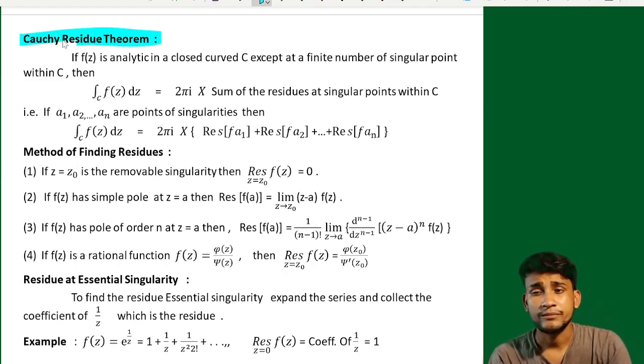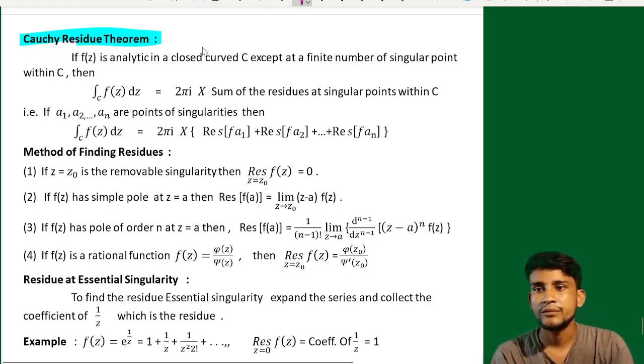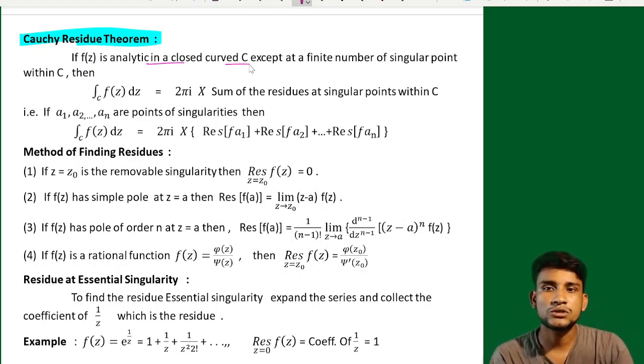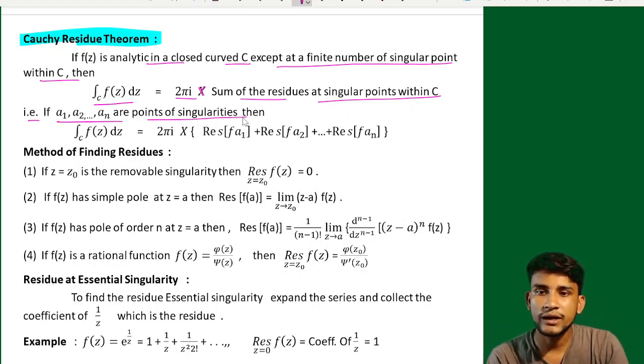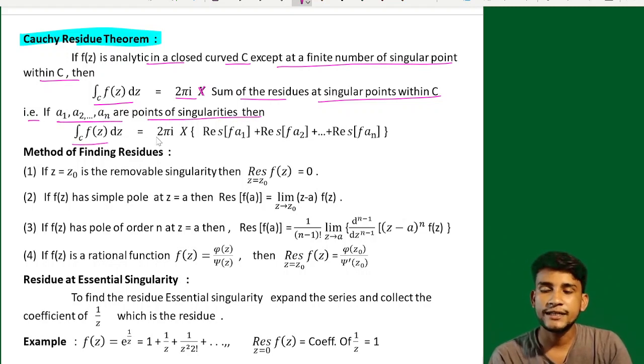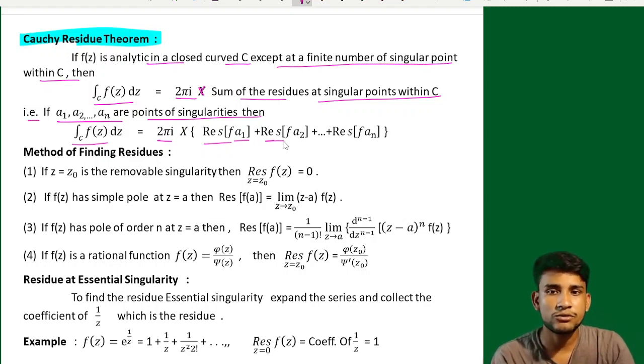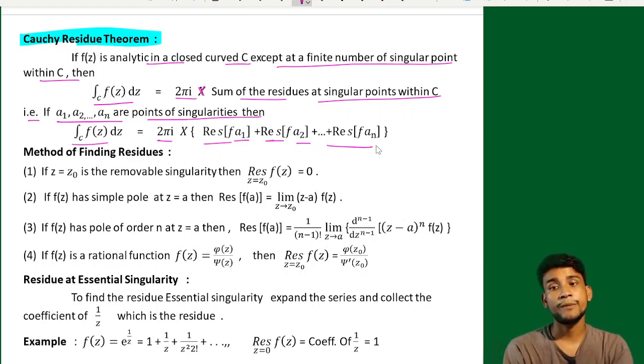Cauchy Residue Theorem. So what is the Cauchy Residue Theorem? If f(z) is analytic in a closed curve C except at a finite number of singular points within C, then the integral of f(z) dz equals 2πi times the sum of the residues at the singular points within C. That is, if a1, a2, ..., an are the points of singularities, then the integral of f(z) dz equals 2πi times the residue of f at a1, plus the residue of f at a2, and so on, up to the residue of f at an.